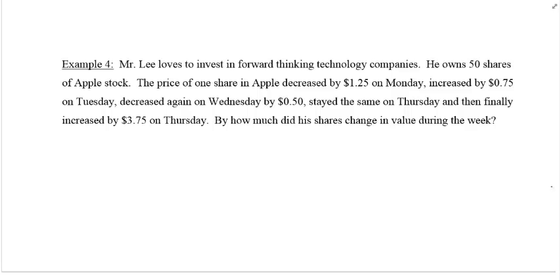Then it decreased again on Wednesday by 50 cents. Then stayed the same on Thursday. And then finally increased by $3.75 on, I think this should say Friday. Oops. But how much did his shares change in value during the week?